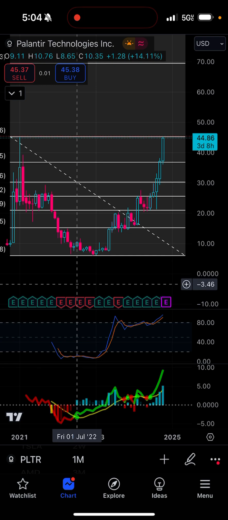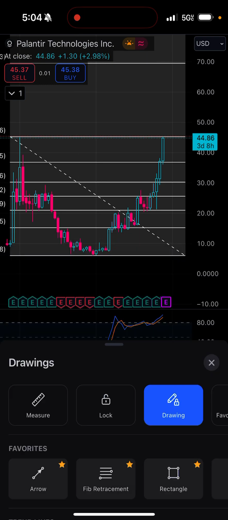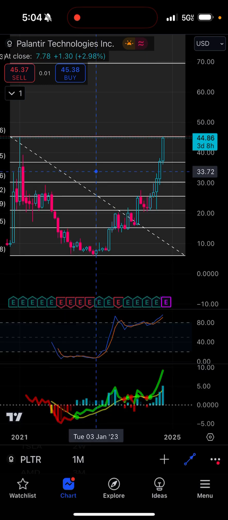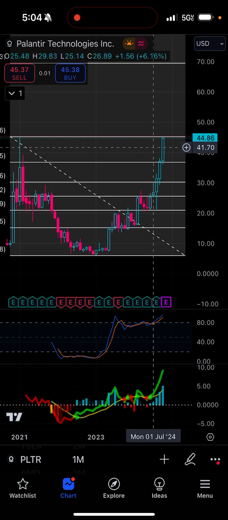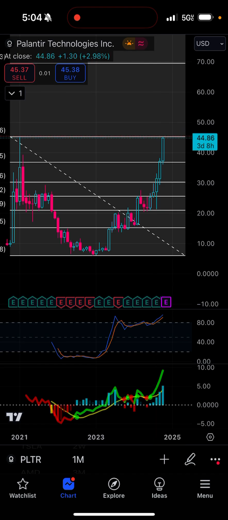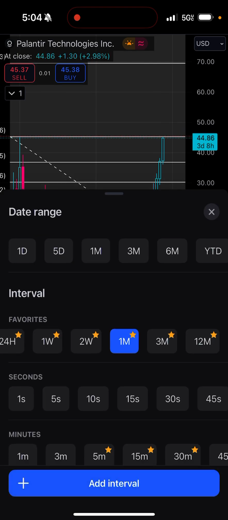First of all, your very first initial entry should have been back here on the right, on this monthly close back on July 22nd. That's on this monthly chart. You would have entered this at $10.37. In 2 years, you would have had a 400% gain. That's on my indicators by themselves, right?